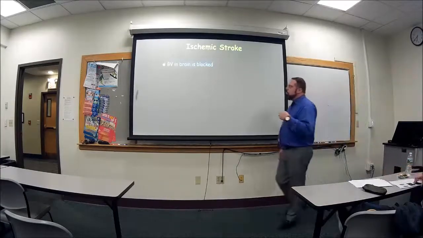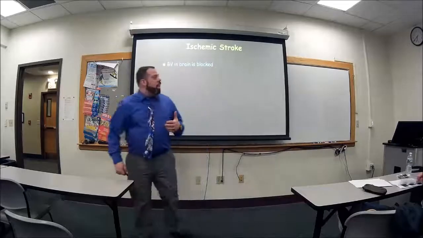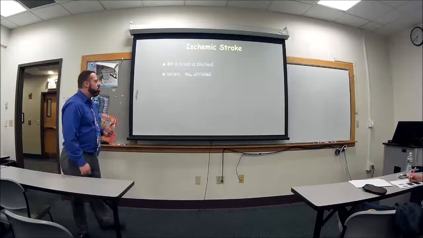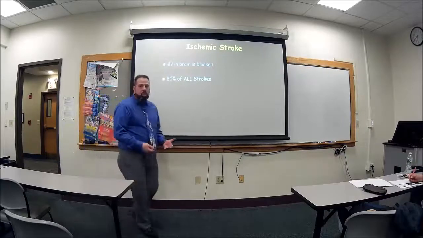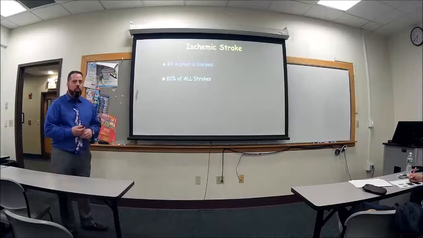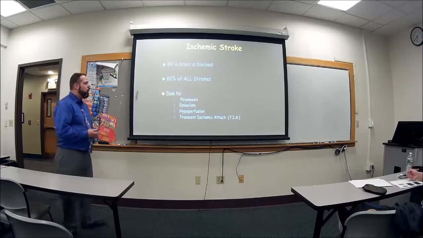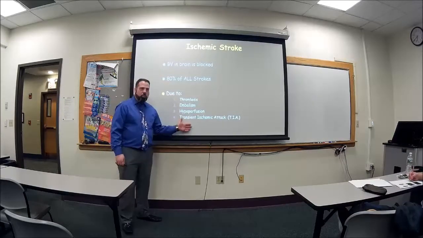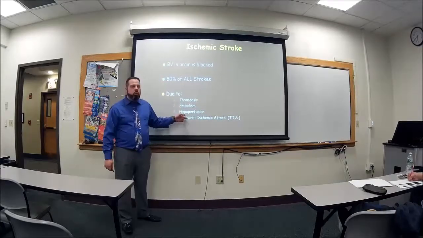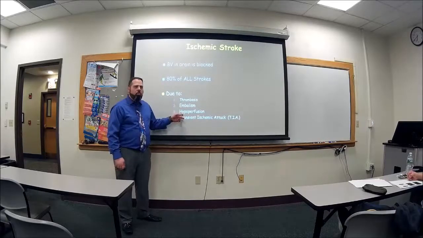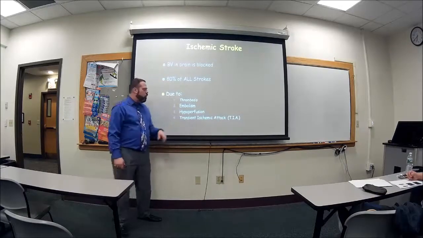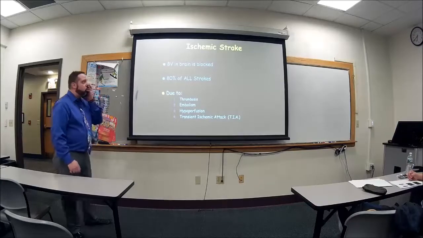So, ischemic stroke, okay? This is where a blood vessel to the brain is blocked for some reason. This is 80%, the majority of the strokes that happen in a person, at least in our population. And it could be due to any of these situations here: thrombosis, embolism, hypoperfusion. So if you have, let's say, low blood pressure, you can't get the blood up to the brain. Makes sense, right? And then we have something called a transient ischemic attack, TIA, which we'll talk about.